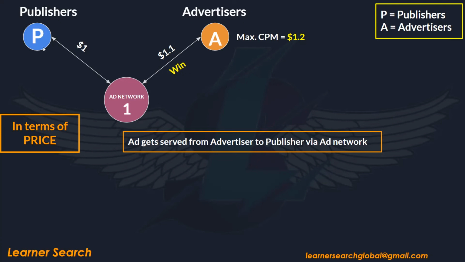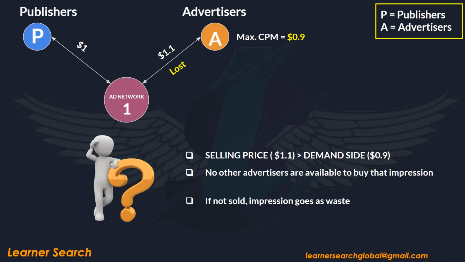the publisher website. Now, the selling price of $1.1 is greater than the demand side price of $0.9. What happened is that advertisers are ready to pay only $0.9, but the ad network is demanding $1.1. Yeah, ad network one is ready to sell for 1.1, and on the other end, the advertisers available here are only willing to pay up to 0.9. Yes, that's the reason the selling price is greater than the demand side.